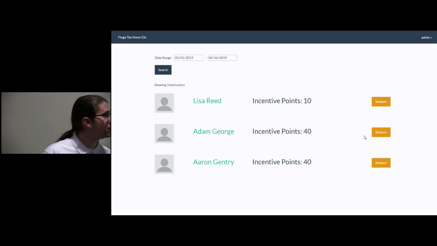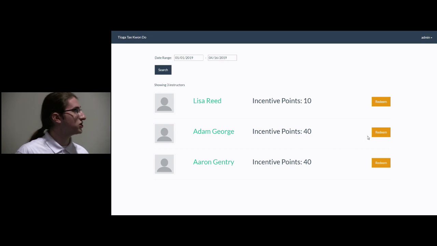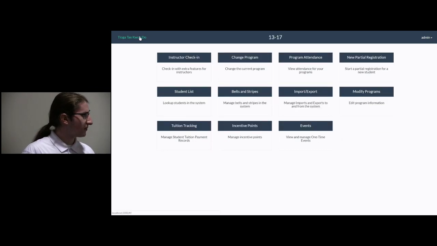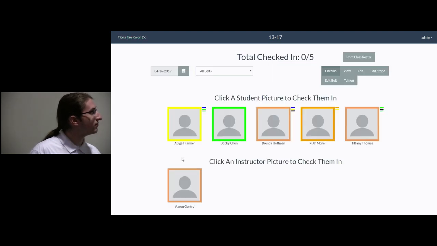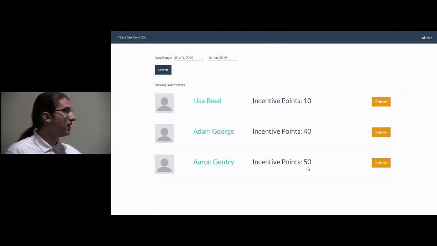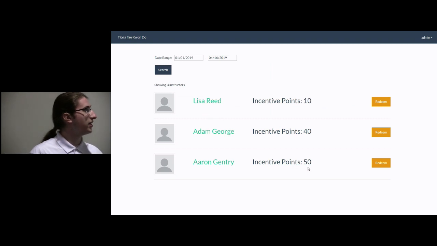In this case, I'm going to redeem some points from Adam because he just purchased a helmet and he wants to use his incentive points towards that. Here in this case, I'm checking in with Aaron, and now because Aaron's checked in, when we go back to his page, his points have increased by the amount that instructing that class would earn him.